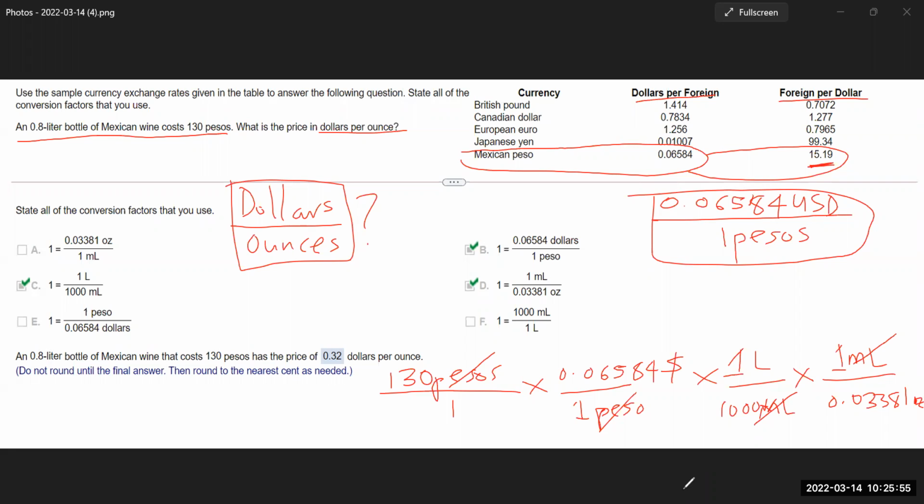But I shouldn't forget that initially we had 0.8 liters, so liters would take care of liters. We're given the 0.8 liter bottle of Mexican wine that costs 130 pesos, so our answer will be in dollars per ounce. You just need to multiply the numerators and then divide by the product of the denominators, and that will give you your dollars per ounce.